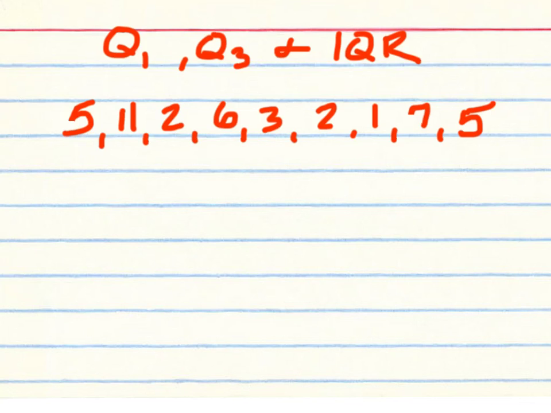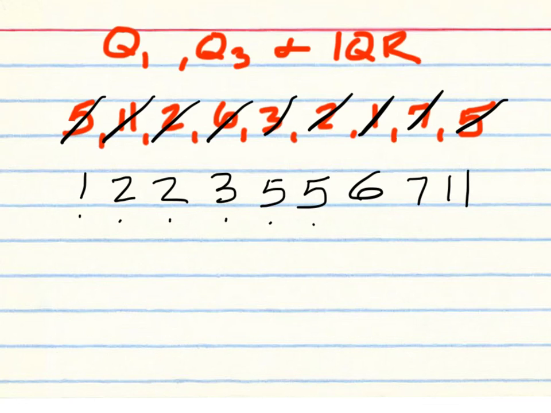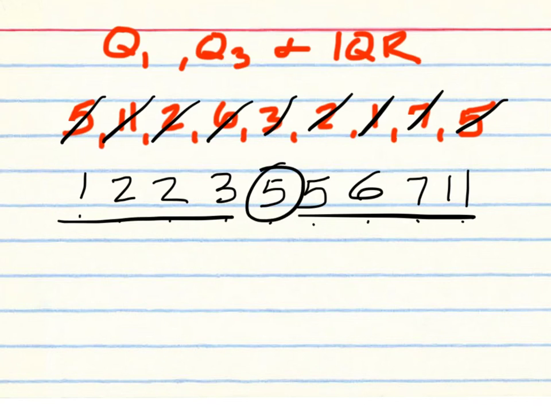Put these in order from least to greatest. That would be 1, 2, and 2 to start with. And then 3, 5, 5. And then 6, 7, and 11. Now you have 1, 2, 3, 4, 5, 6, 7, 8, 9 numbers. So you can go 4 here and 4 there. This would be your median there.